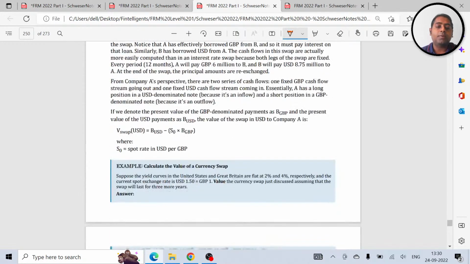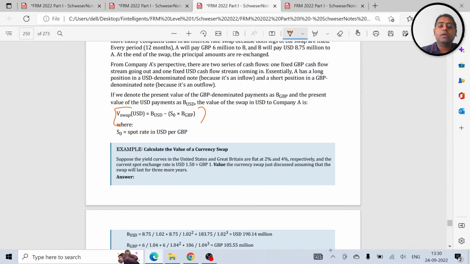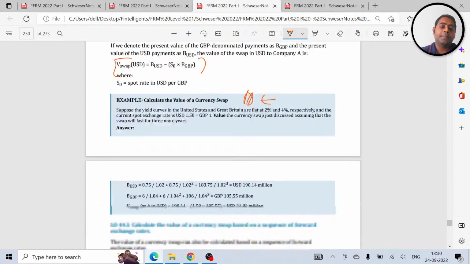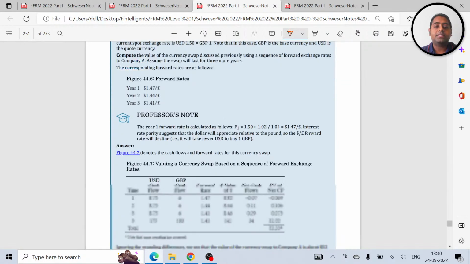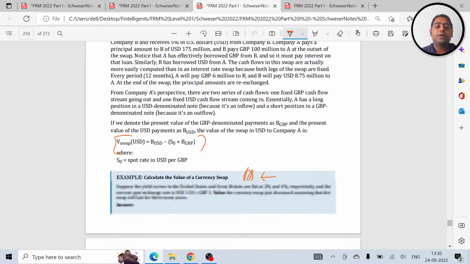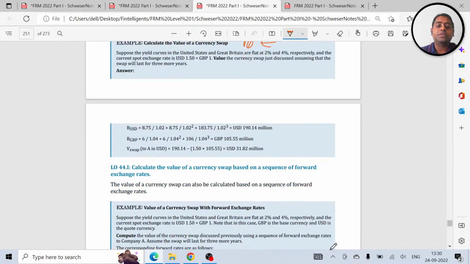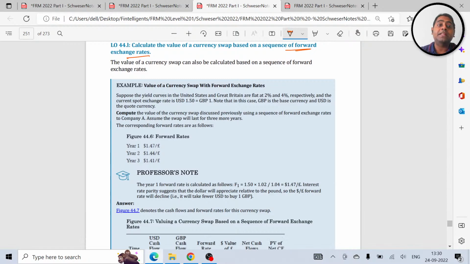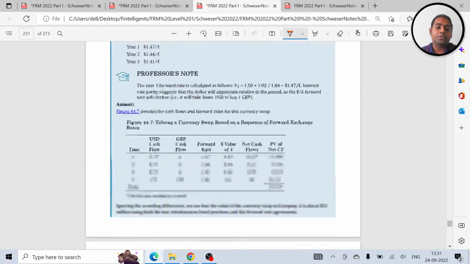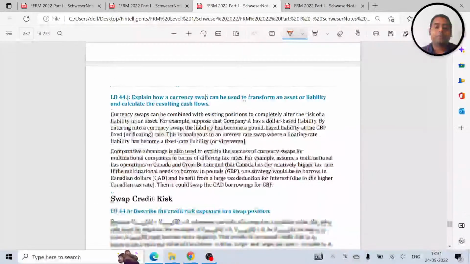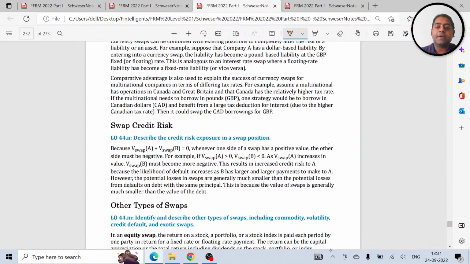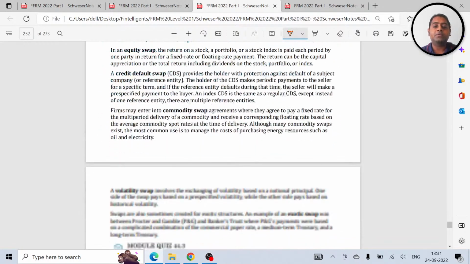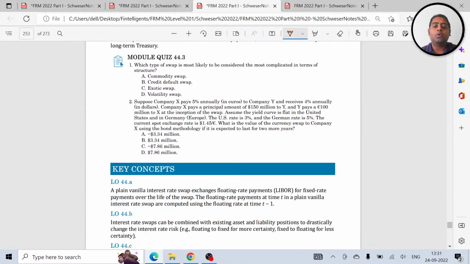Okay, currency swap, the question, this formula and the question, important. Next, again, in the currency swap, there is the second approach, which is using forward exchange rate. If you're not comfortable with it, that is also okay. Most likely, they will ask you a question on finding the value of a swap rather than the approach. So don't worry about that section. Swap credit risk. This paragraph you should know. Swap credit risk and equity swap is okay. Rest everything is okay as of now.